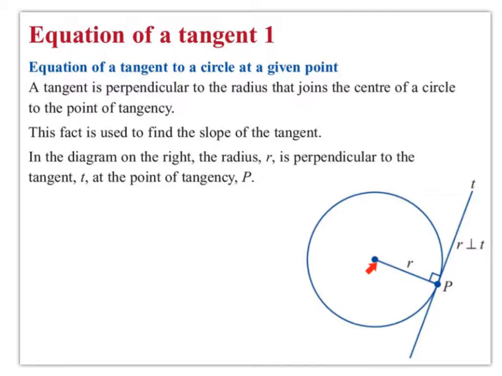This is the centre, this is the radius, this is the point of tangency, and the radius meets the tangent at a right angle. This fact is used to find the slope of the tangent. In the diagram on the right, the radius r is perpendicular to the tangent t at the point of tangency P.